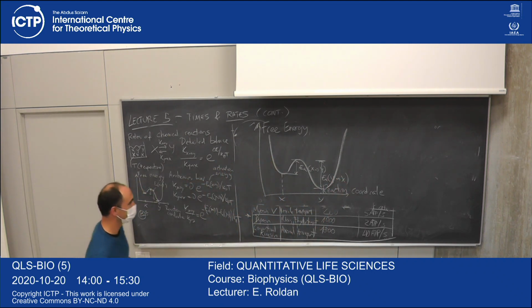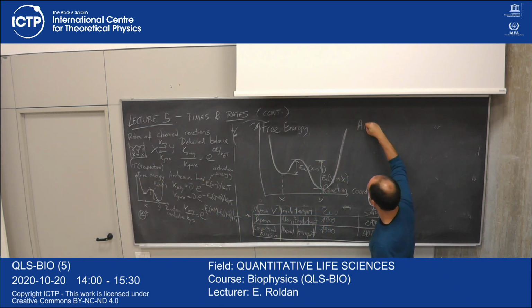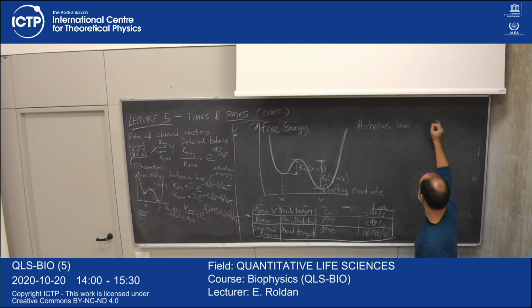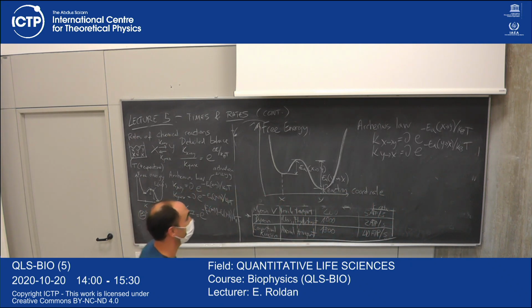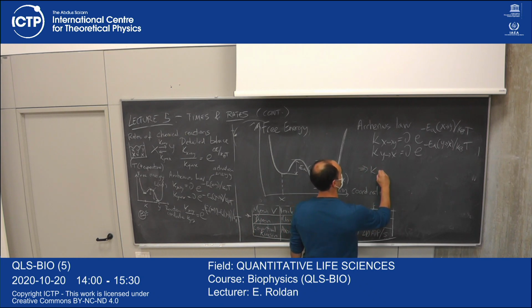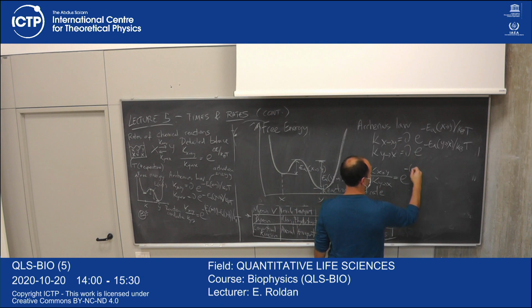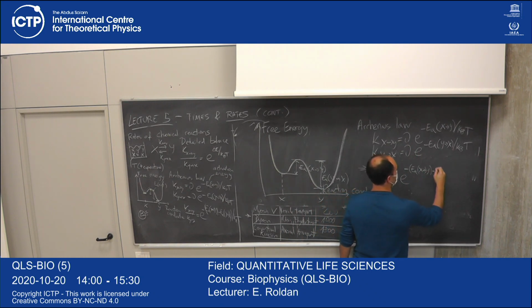And what I said before is that the Arrhenius law tells you that k x to y is nu e to the minus EA x to y divided by kBT, whereas k y to x is nu e to the minus EA y to x divided by kBT. Okay? You see this more clear? Yes. Good. So if I take the ratio k x to y divided by k y to x, these two cancel, and what I get is e to the minus EA x to y minus EA y to x, divided by kBT.